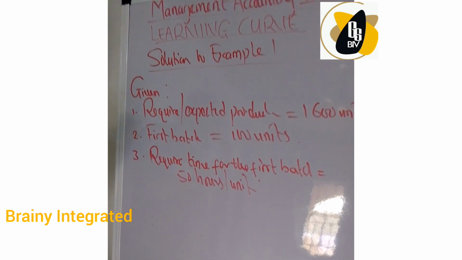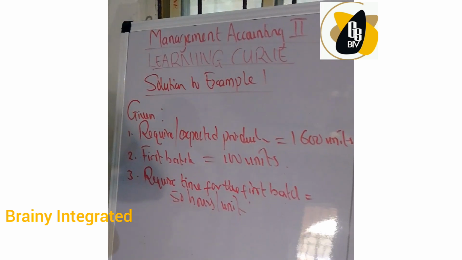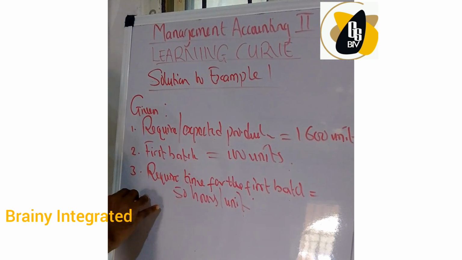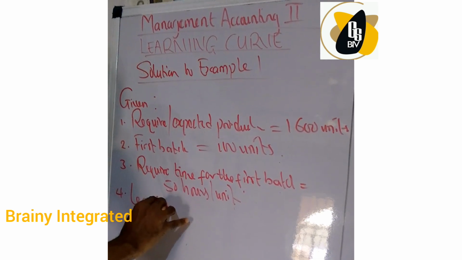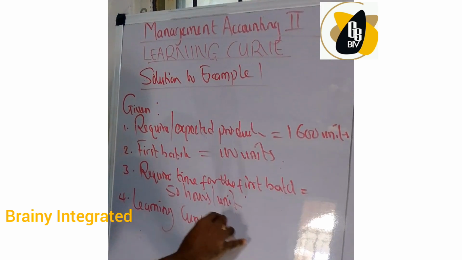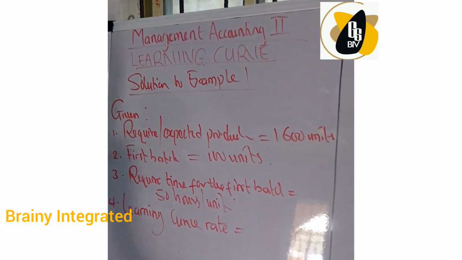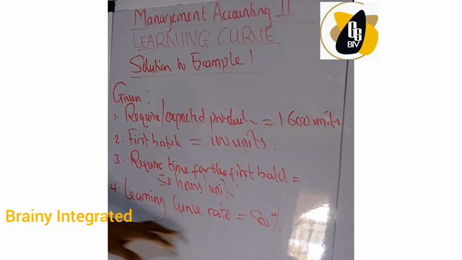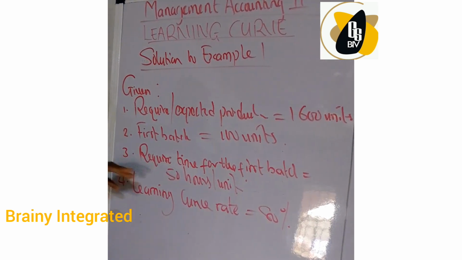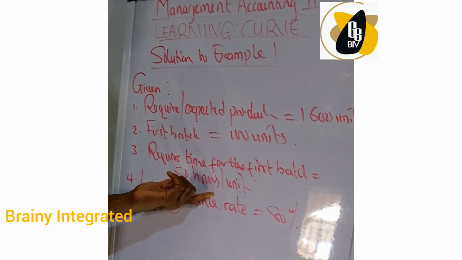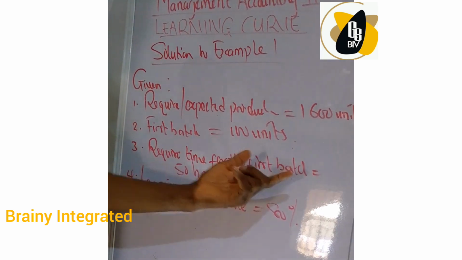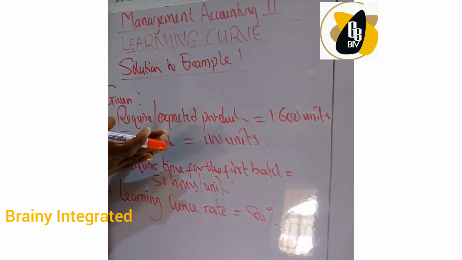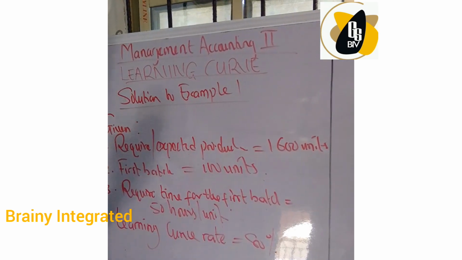Now, the first question that we have been asked is to prepare an estimate. No, there's one other information we're given. We are told that the learning curve rate is what? 80%. Alright? We are told that 50 hours will be required to produce 1 unit for the first batch. What's the first batch expected? 100 units. And the total required production from the customer is 1,600 units.